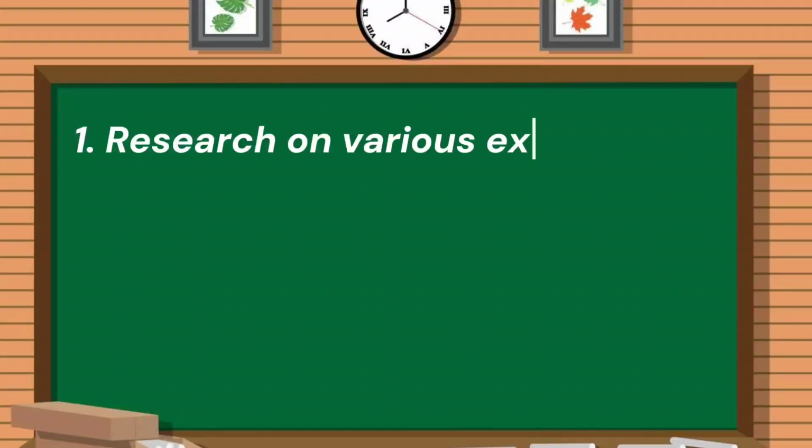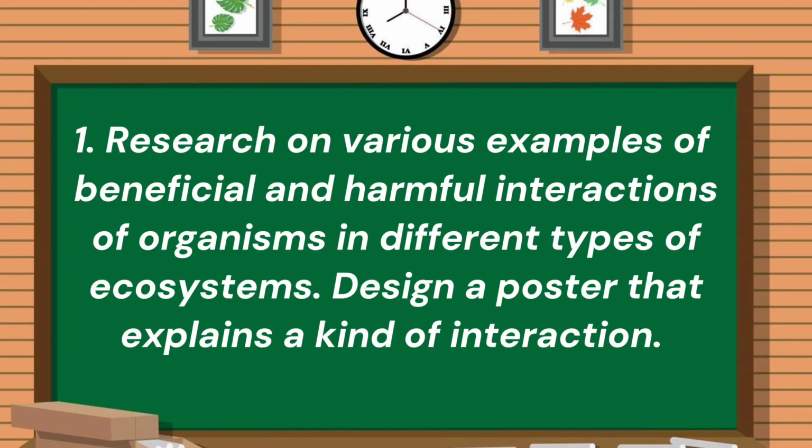Now that we have learned about the different types of interactions among organisms, let us deepen our understanding. For your activity, you will do the following. Research various examples of beneficial and harmful interactions of organisms in different types of ecosystems. You will then design a poster that explains one kind of interaction. Be creative and make it colorful so it can clearly show your idea.